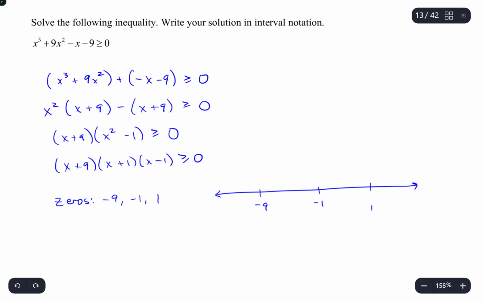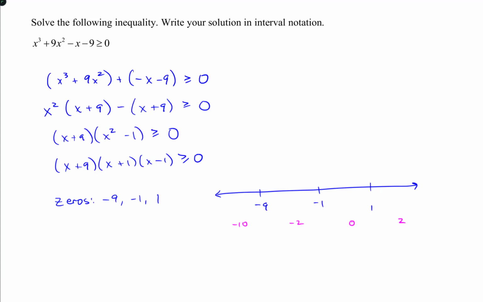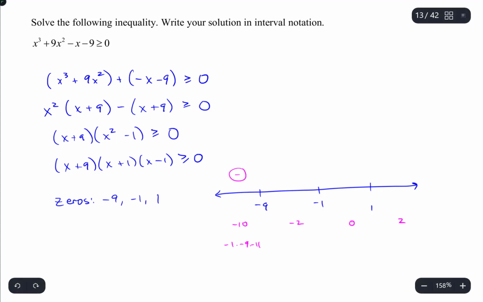So what I'll do is put those zeros on a number line in order and choose some test values in each interval. So on this interval, I could pick negative 10. Here I could choose a negative 2, 0 on this interval, and then positive 2. And what I'll do is plug this into the factored form of this polynomial and see if the result is positive or negative. So if I plug negative 10 in, that's going to be negative 1 times negative 9 times negative 11. So it's a negative times a negative times a negative. It doesn't matter what the actual result is. The final answer is going to be a negative number. That's all that really matters.